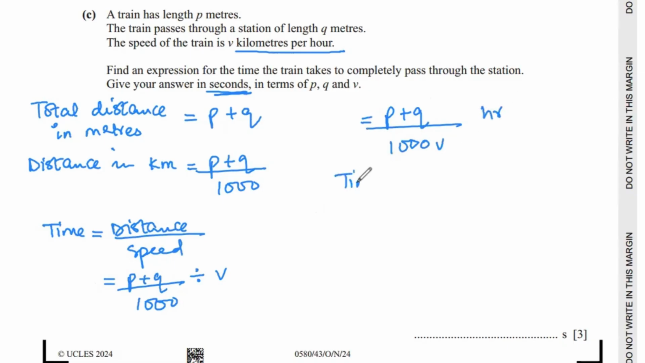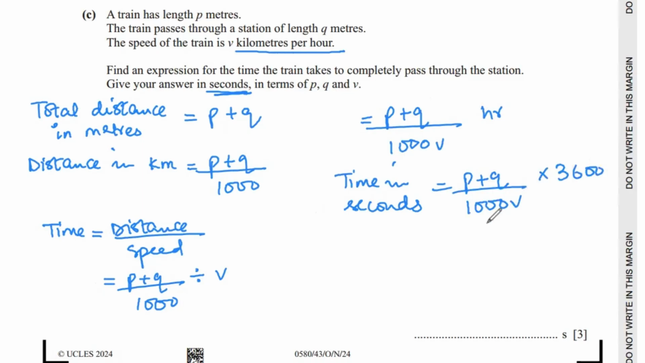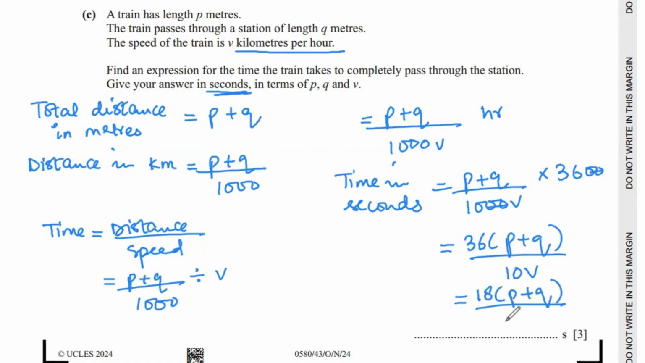So now time in seconds would be p plus q over 1000 v, then times 3600, because 1 hour equals 3600 seconds. Now we can cancel the zeros, and we have 36 times p plus q over 10 v, which simplifies to 18 times p plus q over 5v. Because 36 and 10 both come in the 2 times table. So 36 becomes 18 and 10 becomes 5. That's your answer.